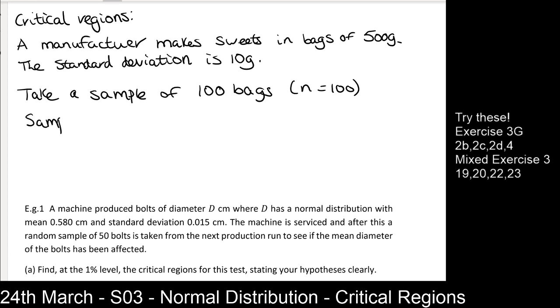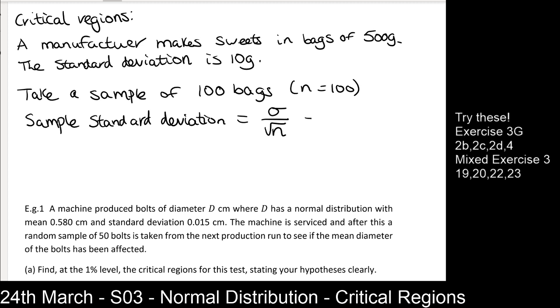Now, if we want to work out the sample standard deviation, we learnt yesterday, a little bit of a recap, that the sample standard deviation can be worked out by doing sigma over the square root of n. You could also think of this as the sample variance as sigma squared over n. The bigger the sample we take, the smaller that sample standard deviation is, because the bigger the sample we take, the closer we should actually be to the mean.